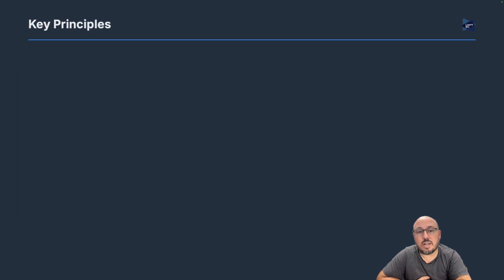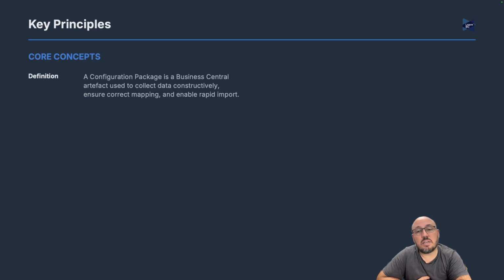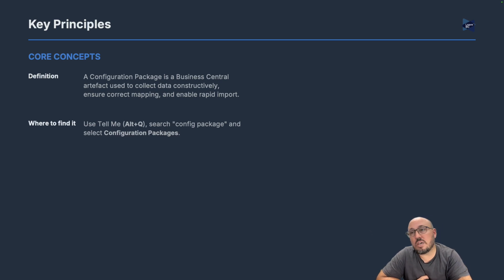Well, what are our key principles and core concepts? Definition: a configuration package is a Business Central artifact used to collect data constructively, ensure correct mapping, and enable rapid import. It used to be called a rapid start file, and I'll show you that in a moment. Where to find it: all you have to do is hit Alt Q or the magnifying glass up the top corner, search config pack or configuration package, and select configuration packages.